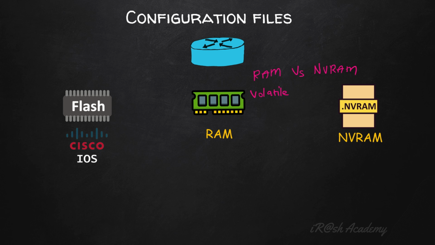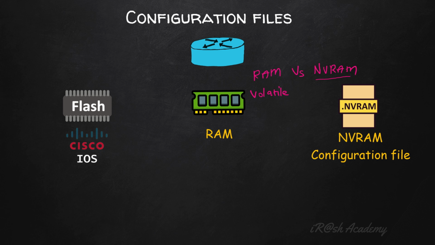But on the other hand, the NVRAM stands for non-volatile random access memory. It means even if it loses the electric power, it doesn't lose any configuration from it. It doesn't lose any data. The data will be there and it is accessible when the electric power is restored. So it is not getting deleted when the electricity is down. And because of this characteristic of NVRAM, it is used to store the configuration file of the Cisco devices.